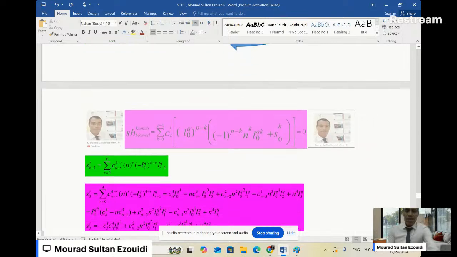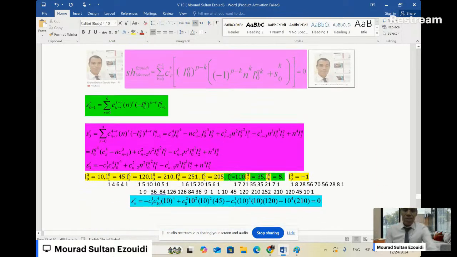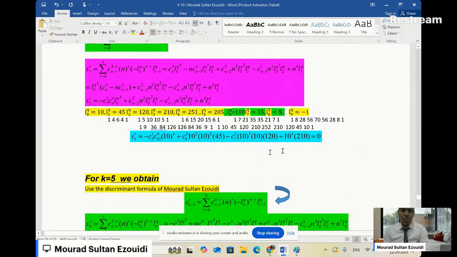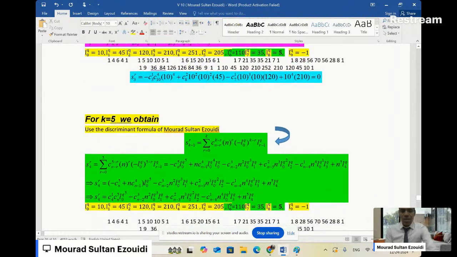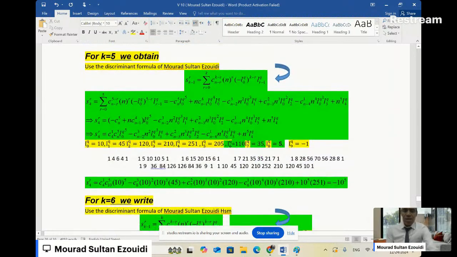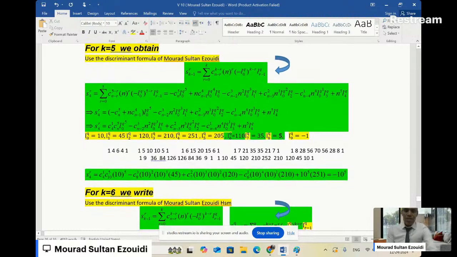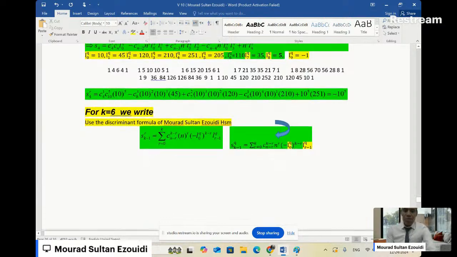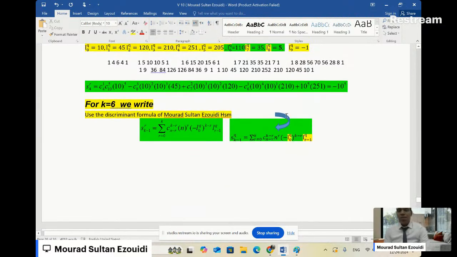I explained this example before, but now the coefficients are different. The last coefficient is minus 1. Therefore, S3, learners, is equal to 0. You can use the calculation, it is going to be equal to 0. And to find S4, we change k to 5 in the discriminant formula of Mourad Sultan Ezouidi. Therefore, S4 is equal to this. If you calculate the value of S4, you will find that it is negative 10 raised to the power 5.